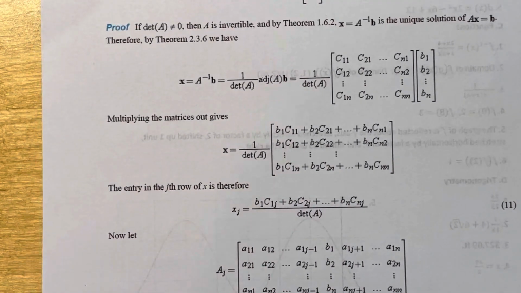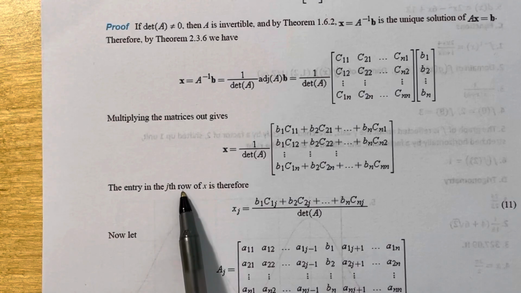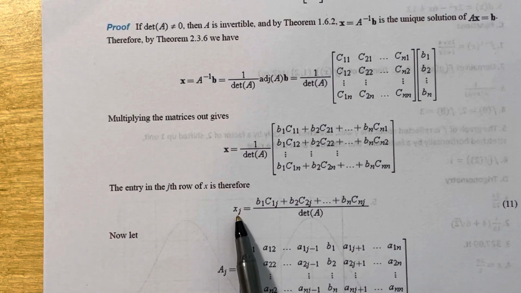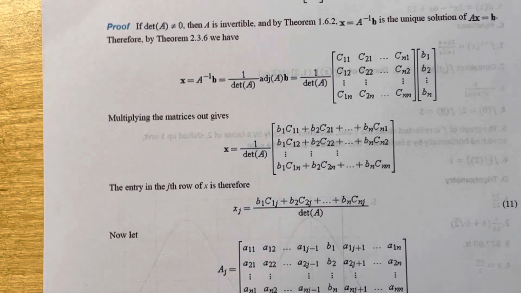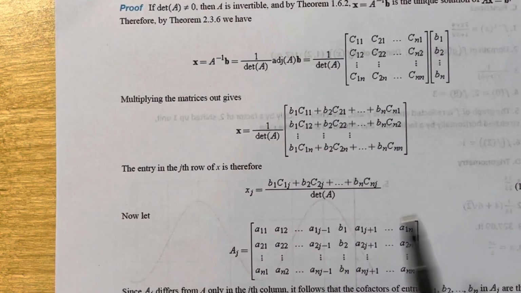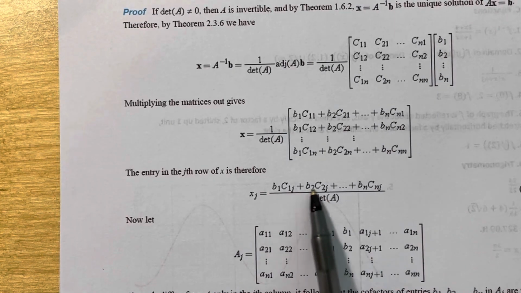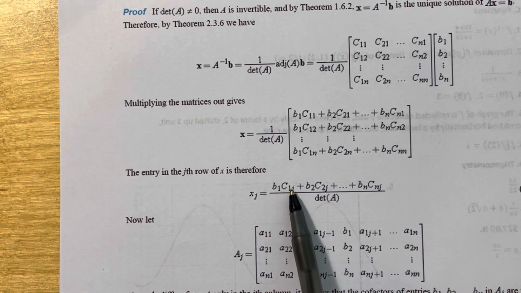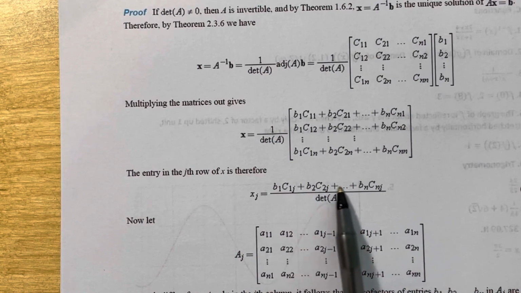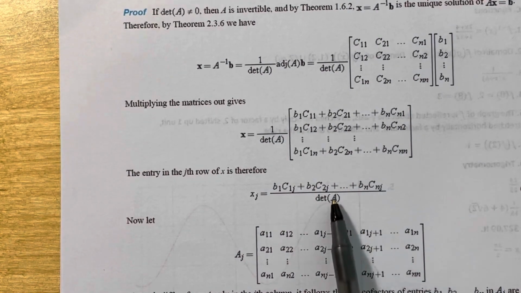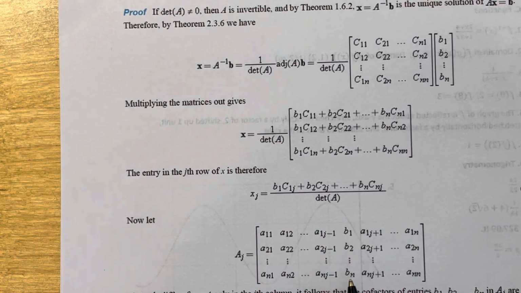So let's single one of those out. Let's talk about the jth row. That would correspond to the solution for the unknown xj from our original linear system. Okay. After multiplying that 1 over determinant of A in, we get something that looks like this: b1 C1j plus so on and so forth. Just extracting that entry and dividing it by the determinant of A.